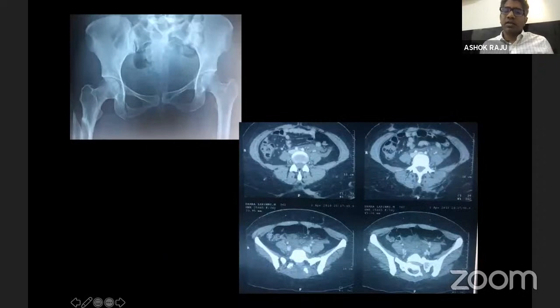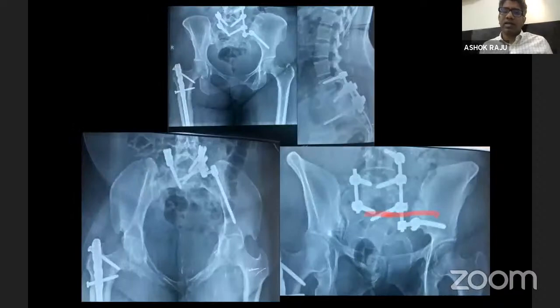There's the other case where she had a polytrauma. It's a bad injury. Both the facets are gone and pretty unstable. She went into ARDS. We had fixed the femur and the tibia and the humerus. She had a chest injury. So it was a delayed fixation. So we went ahead and did a lumbopelvic fixation.